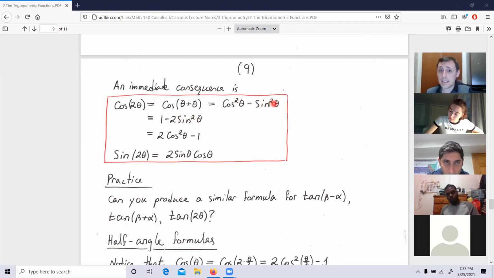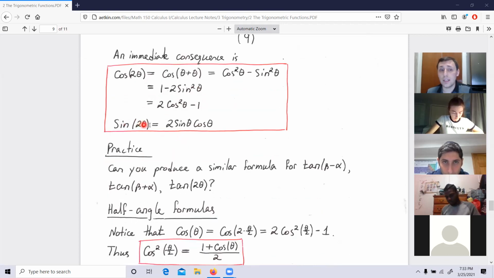Or I can decide to convert sines into cosines. Sine squared can be written as 1 minus cosine squared, and if I do that, I get this formula. Also, I have sine of 2 theta. It's equal to 2 sine theta cosine theta. That's a very interesting idea.